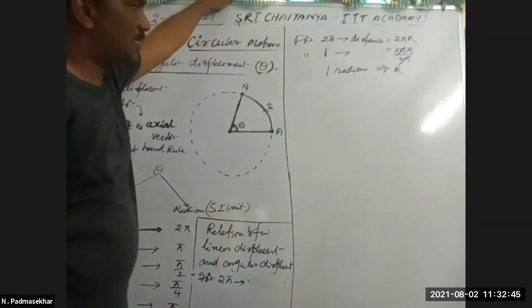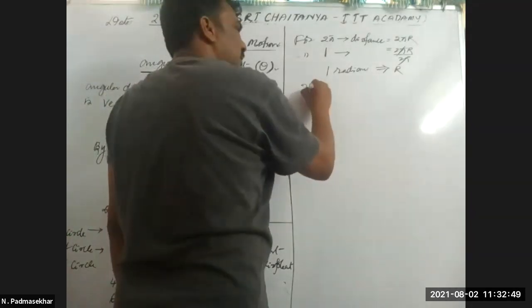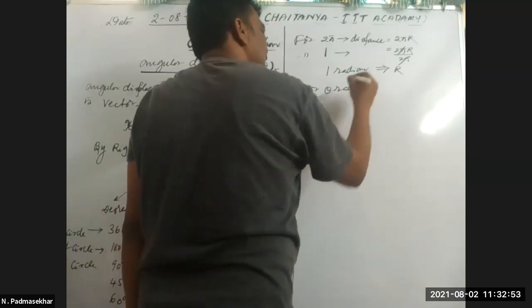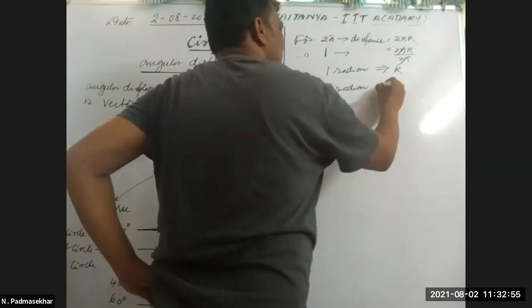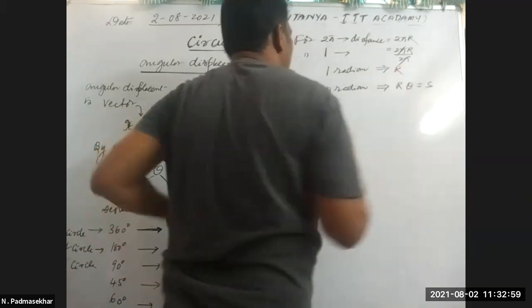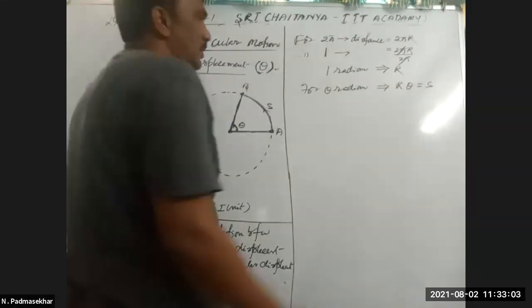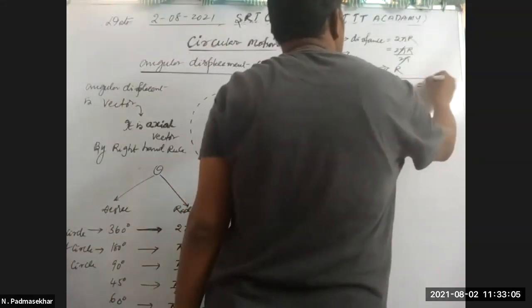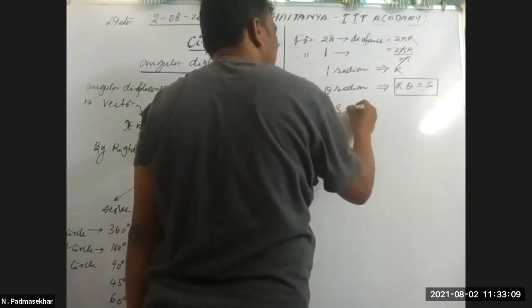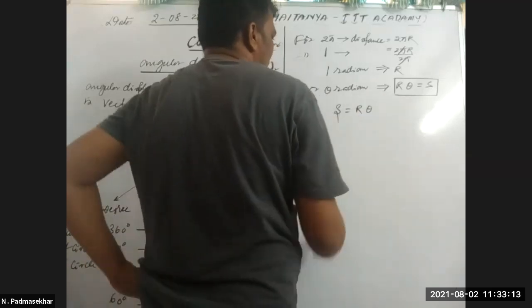But here, how many radians are there? Theta radians. For theta radian, distance traveled is r into theta. Let it be s. Then s is equal to r into theta. Here s is the linear displacement, equal to r theta.